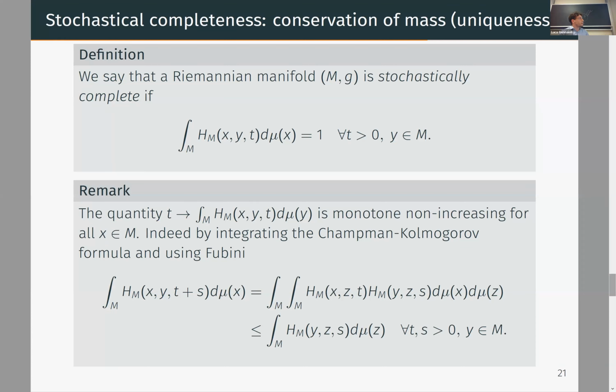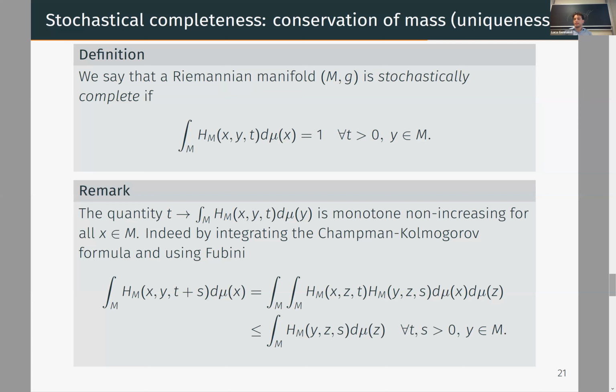And what is a stochastically complete Riemannian manifold? It's a manifold where you don't lose mass. You let a Dirac delta evolve and the heat flow preserves the mass, so the integral of the kernel is 1. And more generally, you know that the function taking t and returning the mass of the kernel is monotone, non-increasing.